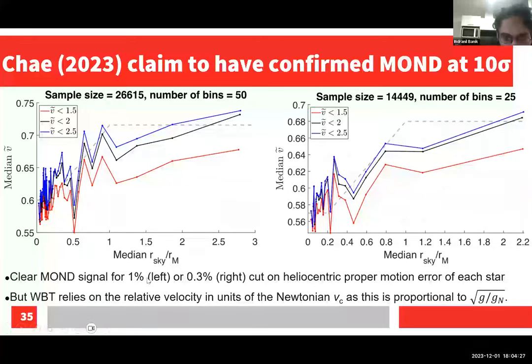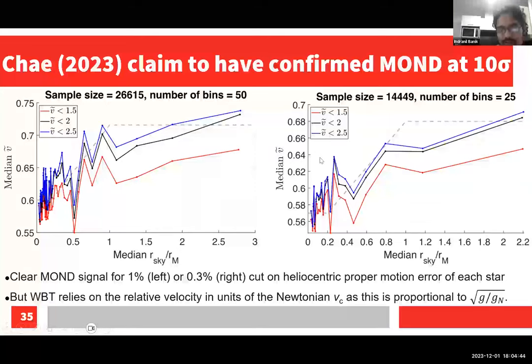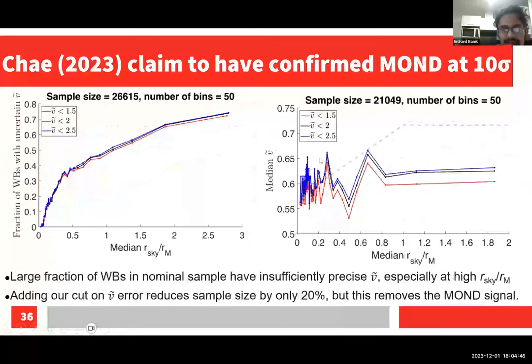So I've already shown here that you can get a fake MOND-like signal, and you can even reproduce Q's claim that tightening this 1% cut to 0.3% preserves a MOND signal, which is basically what Q was claiming. I've already shown that all that can be reproduced, but still, applying a tighter quality cut based on the V tilde error removes the signal completely.